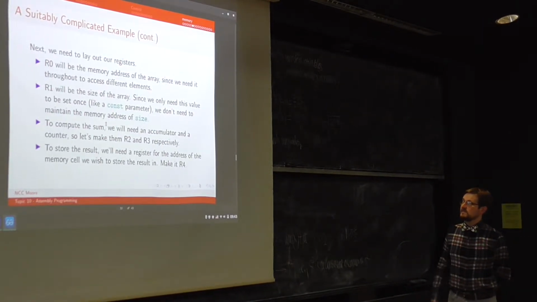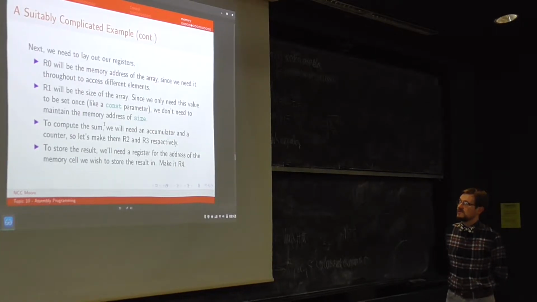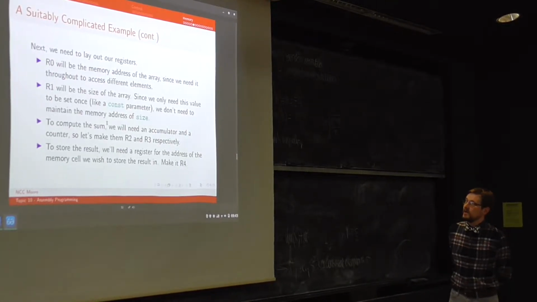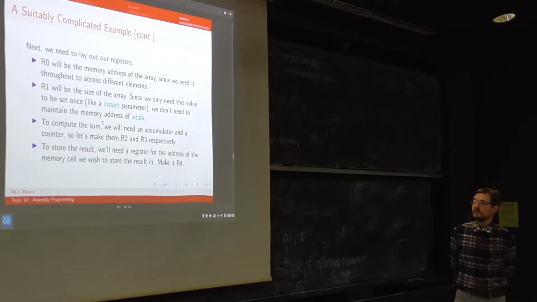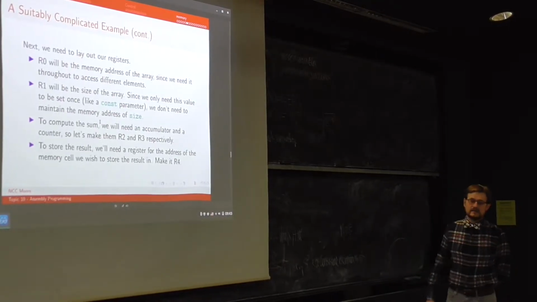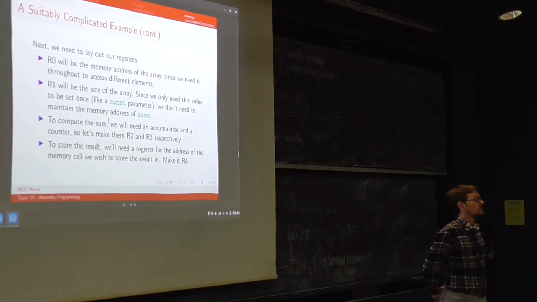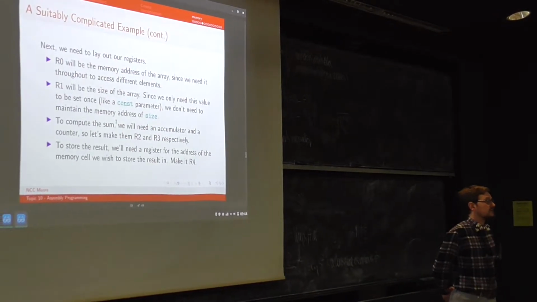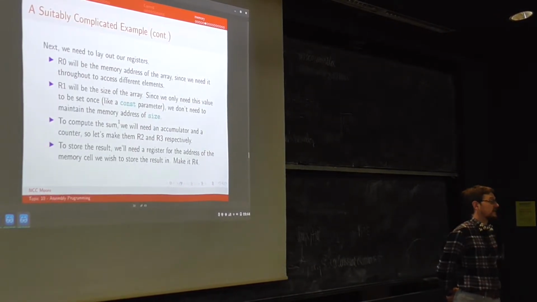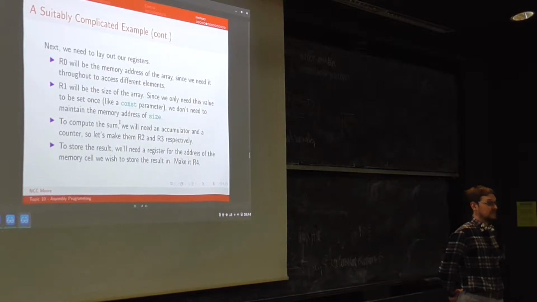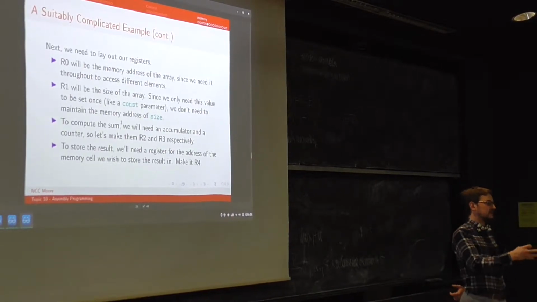R1 will be the size of the array. Since we only need this value to be set once, like the const parameter, we don't need to maintain the memory address of size. That makes sense, right? We only need to read the size at the beginning once. We don't need to modify it later on, and we don't need subsequent accesses. So we don't need to keep the address.